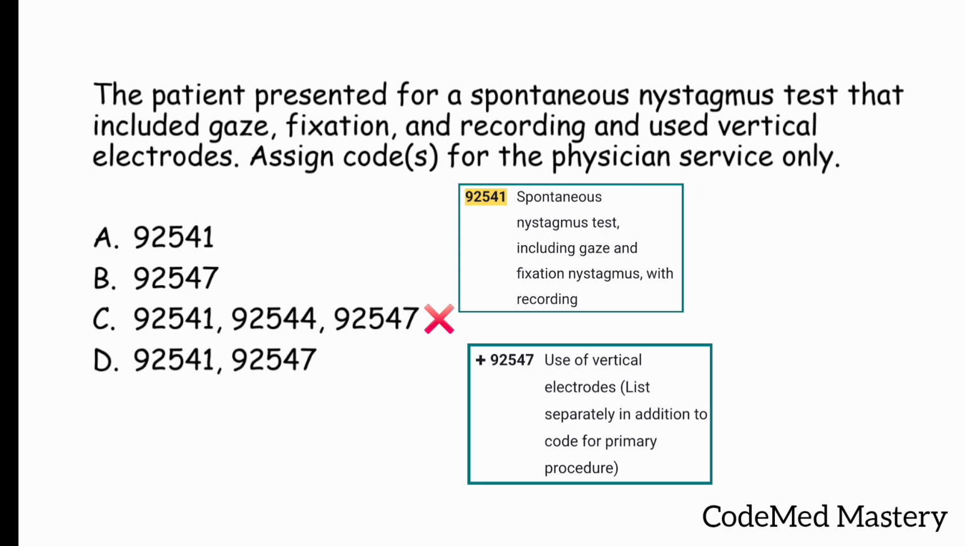In option D also, the first code is 92541 and the second code is 92547. In the question, they have mentioned the patient presented for spontaneous nystagmus test that included gaze, fixation and recording. So all these are included in the code 92541. And also in the question, they have mentioned used vertical electrodes. Therefore, we have to use the add-on code 92547 for use of vertical electrodes. Therefore, we have to report two codes in this case, that is 92541 with 92547. Therefore, the right answer will be option D.